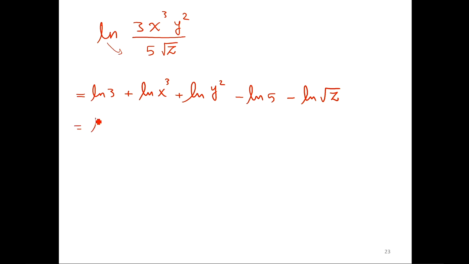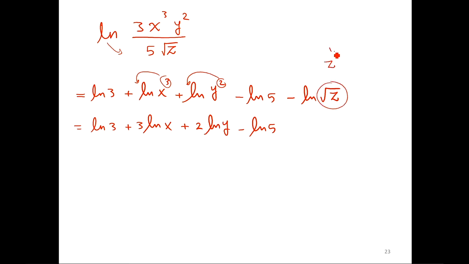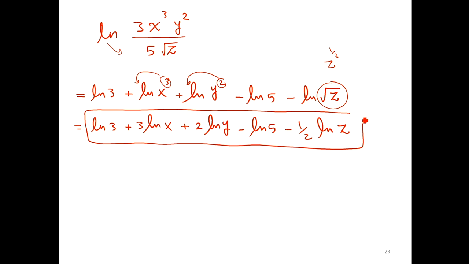So this is equal to ln 3 plus 3 ln x plus 2 ln y. Put the 3 outside the ln, 2 outside the ln, minus ln 5, and this is z to the power half. So put the half outside the ln, like this. Any question?